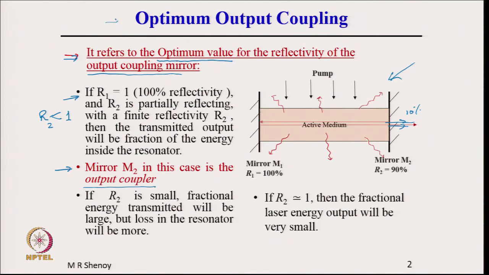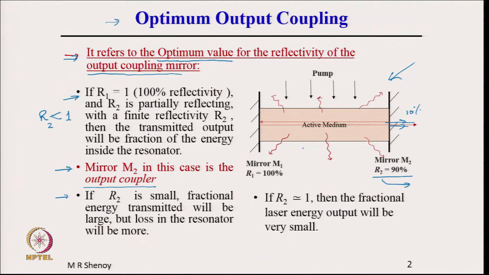So, when we discuss optimum output coupling, we are referring to what should be the optimum value of reflectivity R2, that is, of mirror M2. See the logic: if R2 is small, it could be 0.4, 0.5, or 0.3; I have taken 90%, which means R2 is equal to 0.9. If R2 is small, the fractional energy transmitted will be large. For example, if R2 is 30%, then 70% of the energy would go out. So, the fraction of the energy will be large, but the losses in the resonator will be more.